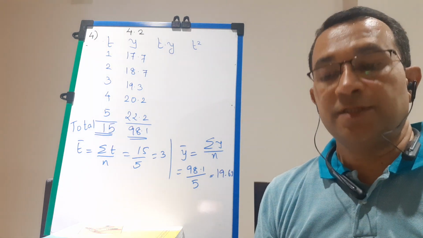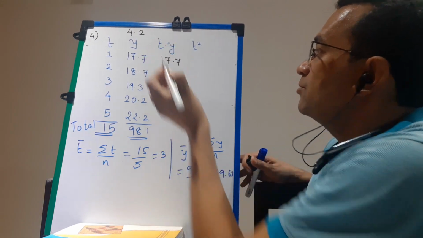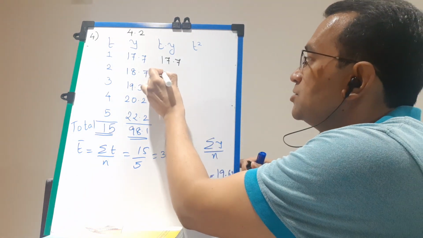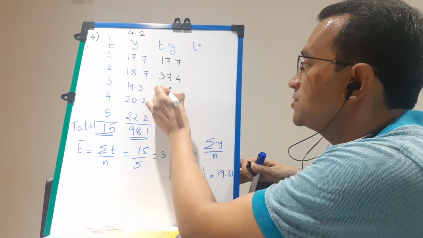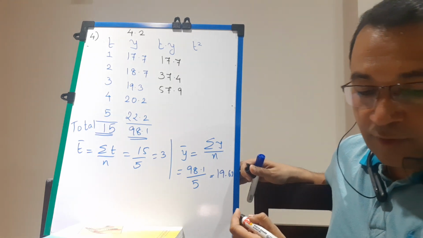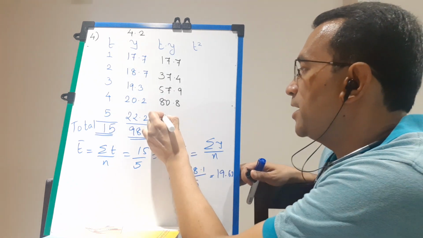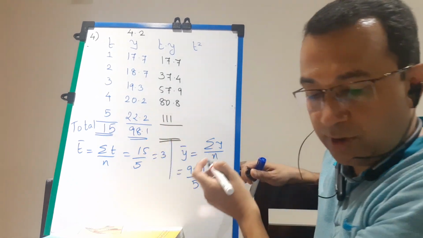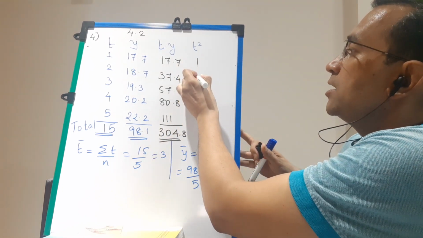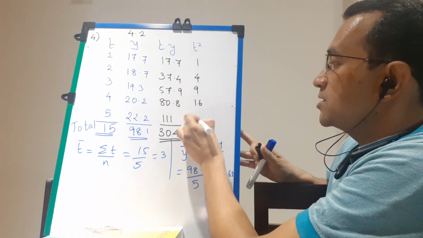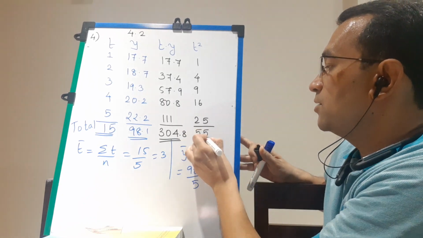Now, students, let us complete the table. T into Y, 1 into 17.7, so 17.7, 2 into 18.7, so 37.4, 3 into 19.3, so 57.9, then 4 into 20.2, so 80.8, and 22.2 into 5, so 111. So this total, students, comes out to be 304.8. Now T square, 1 square 1, 2 square 4, 3 square 9, 4 square 16 and 5 square 25, and this total comes out to be 55.